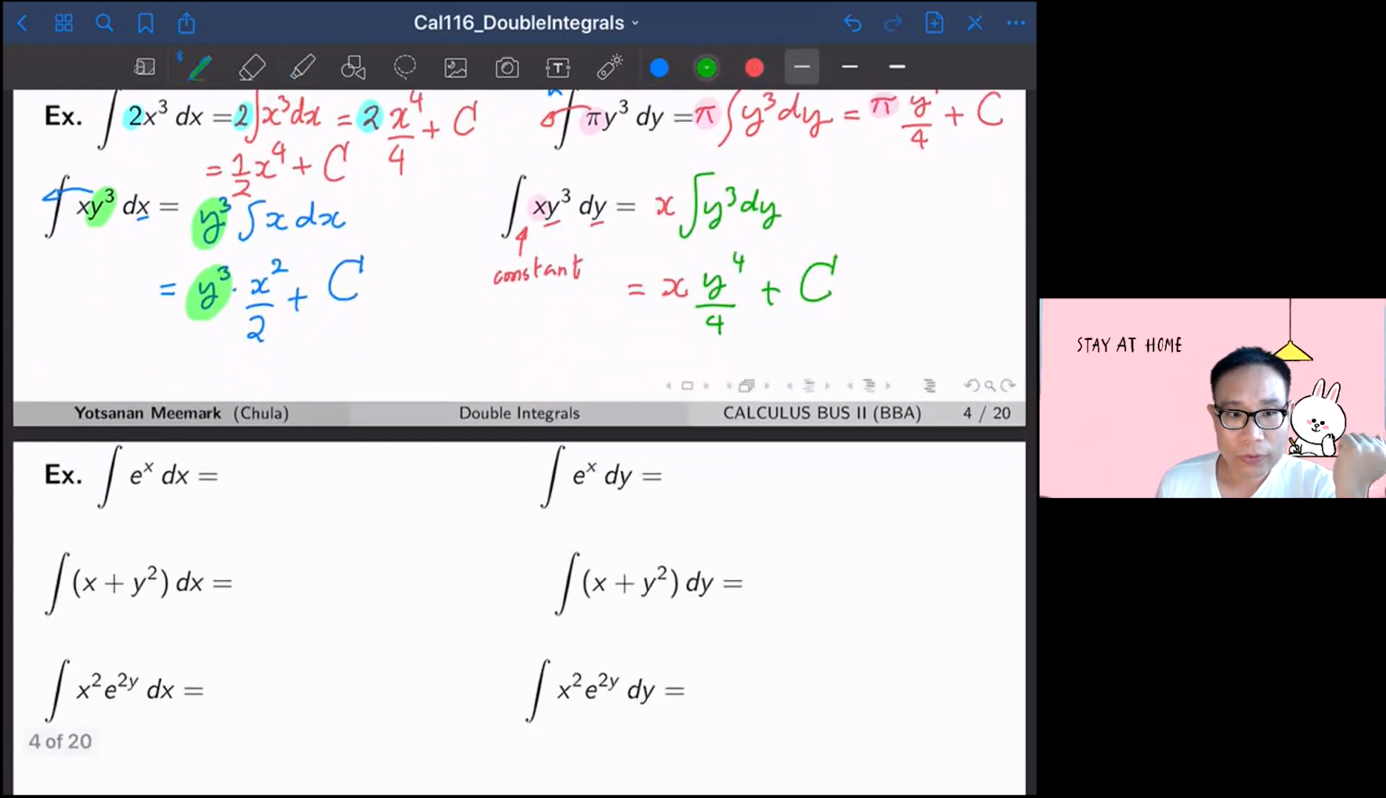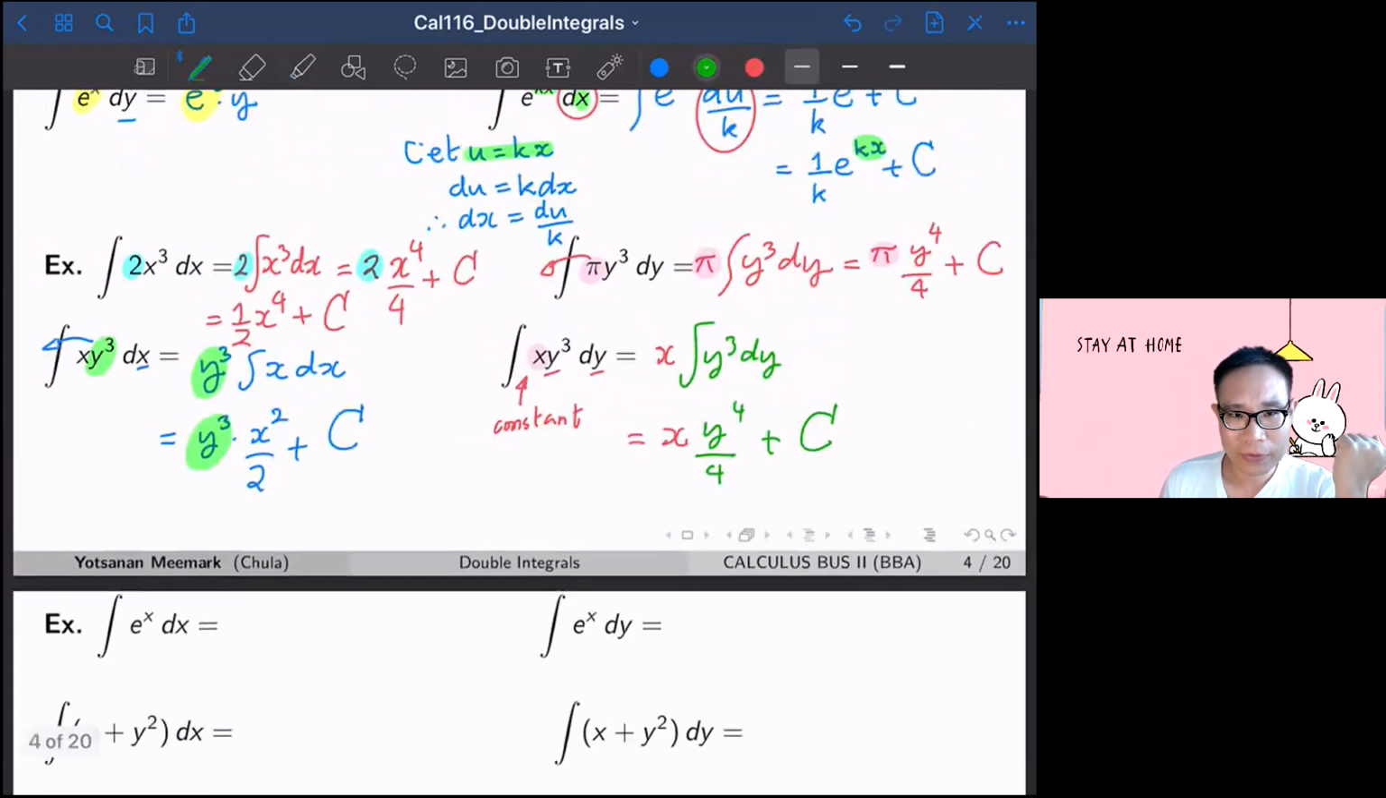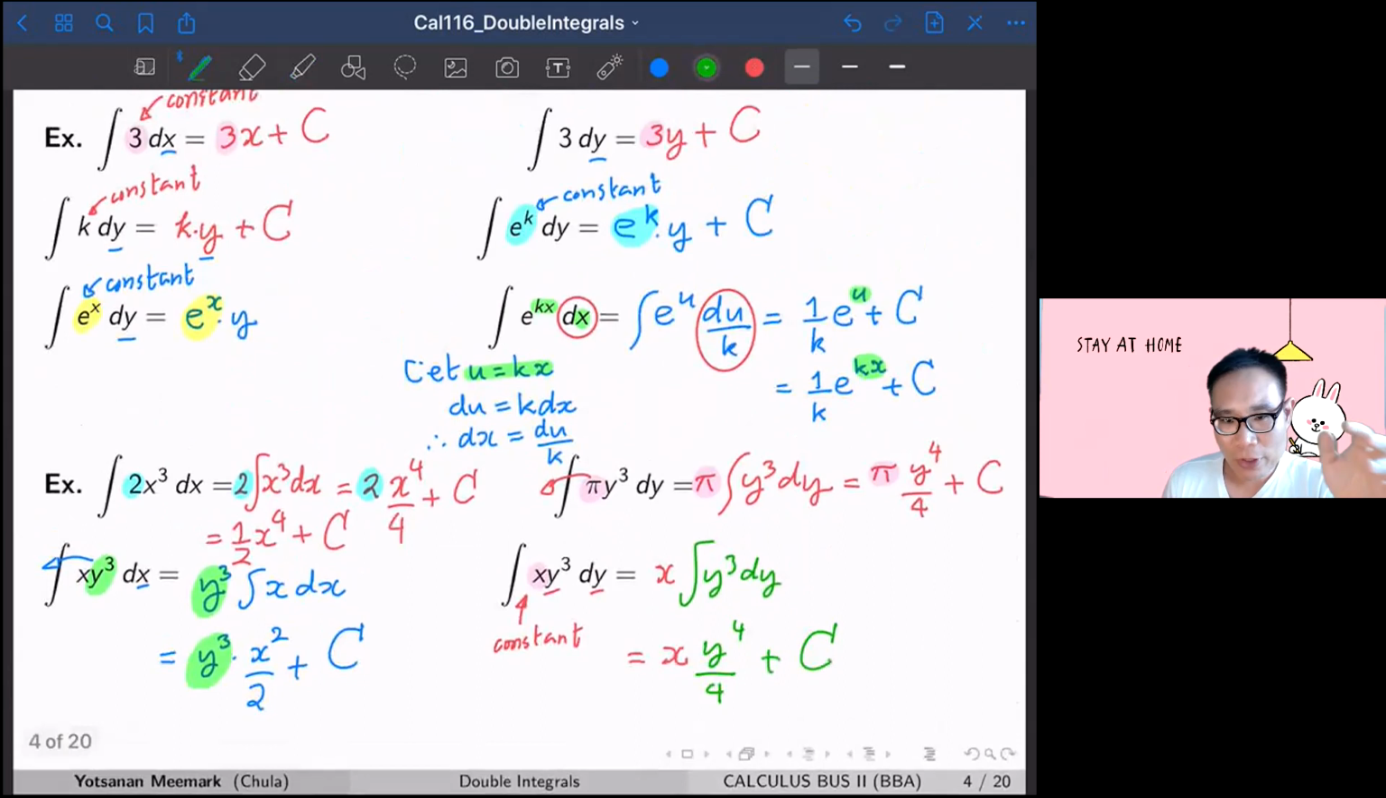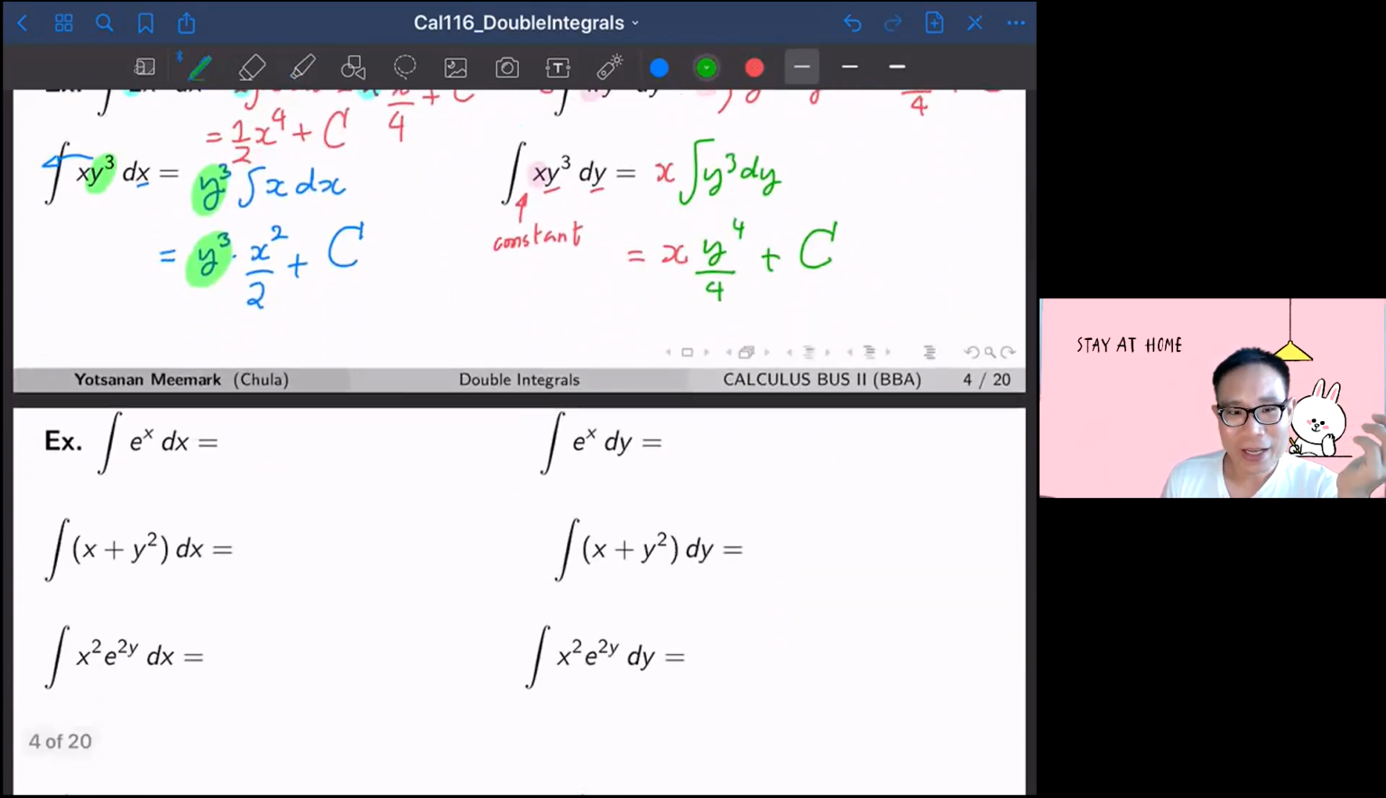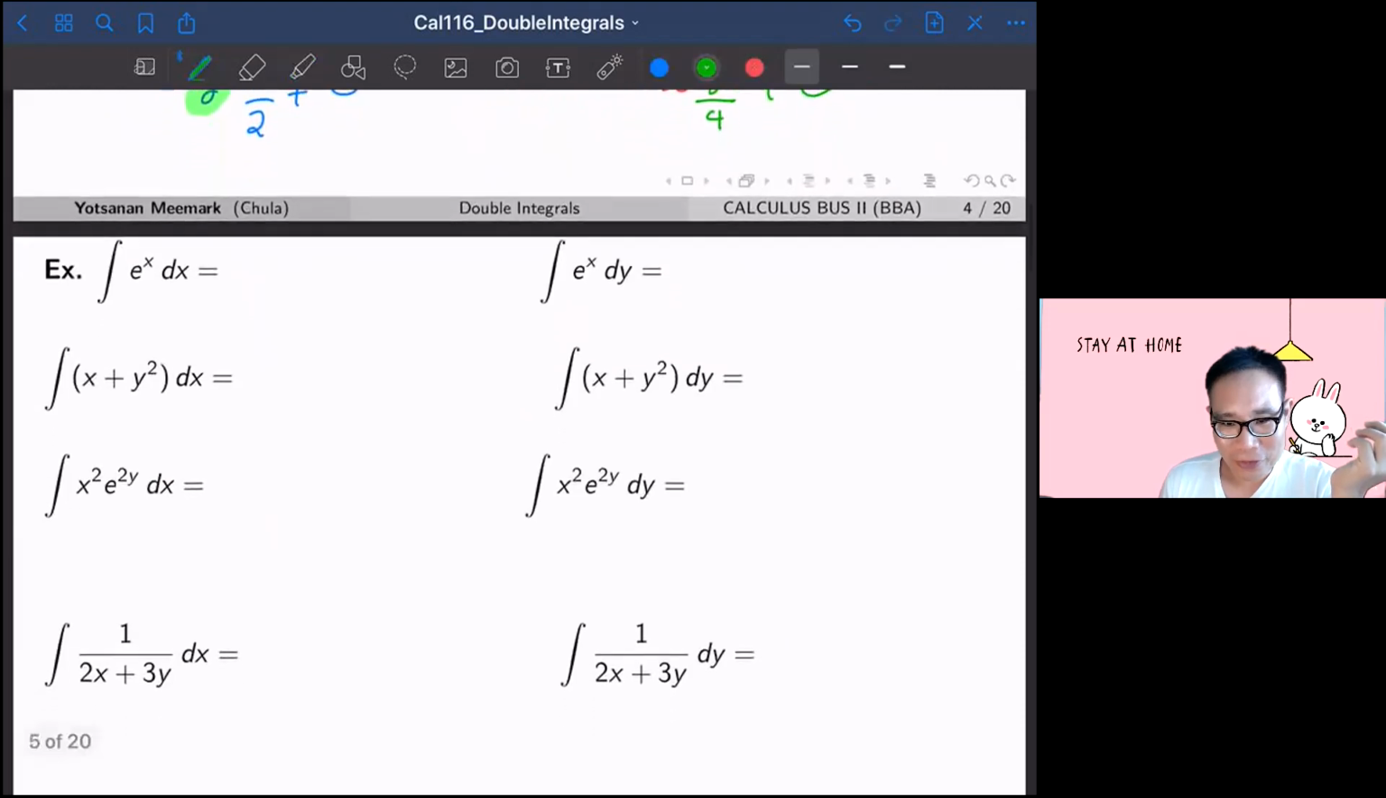Okay, so this is it. You have to get familiar with something like this. It seems strange, but it's going to be used for double integration.